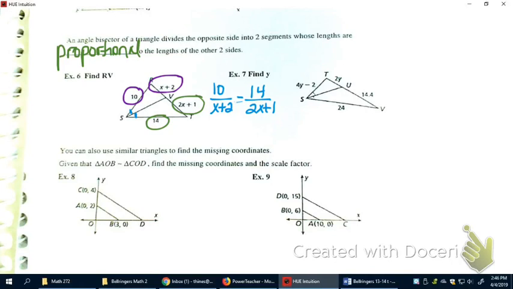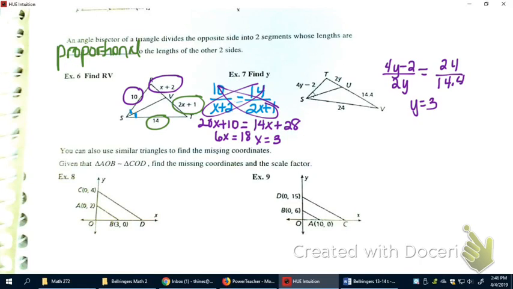Okay. So let's solve that. We're going to cross multiply, so that would be 20x plus 10, and then 14x plus 28. All right, we're going to subtract 14x on both sides, and subtract 10, and then divide by 6, and you get 3. Alright, so there's how you set it up, and then you get 3. So that's when you have an angle bisector that makes those sides proportional.